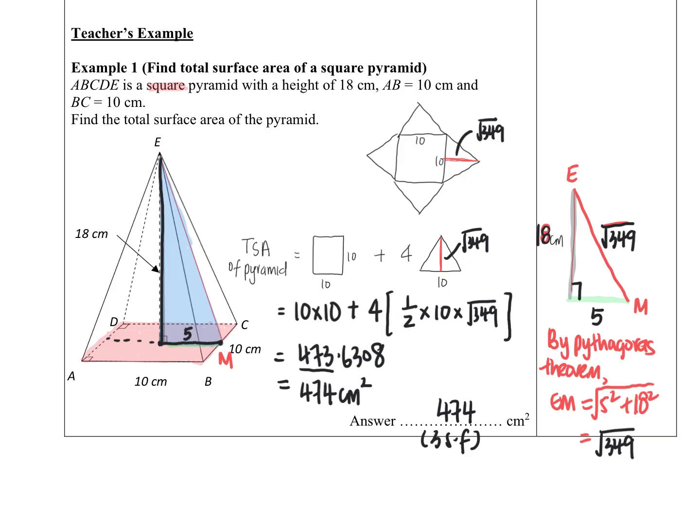Okay, so the idea is to get the slant height. This line here is called the slant height, the slanted height. Sometimes they use the word lateral, but it means the same thing, the slant height. This is the vertical height.